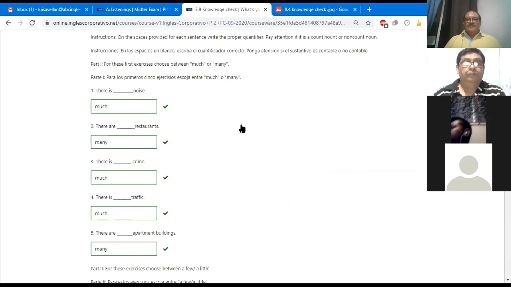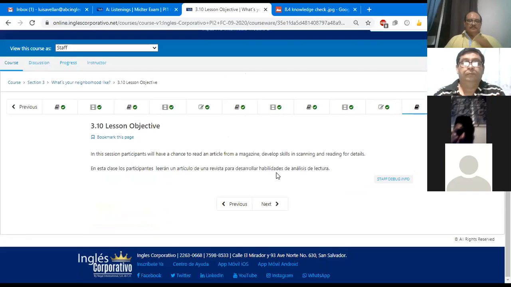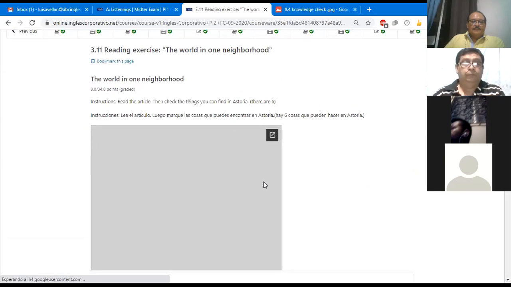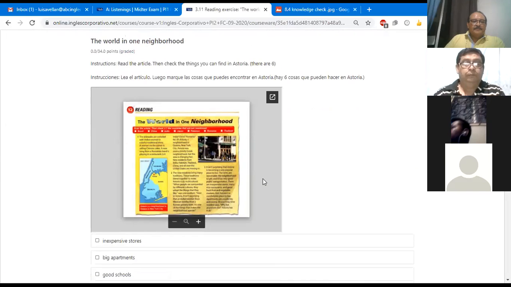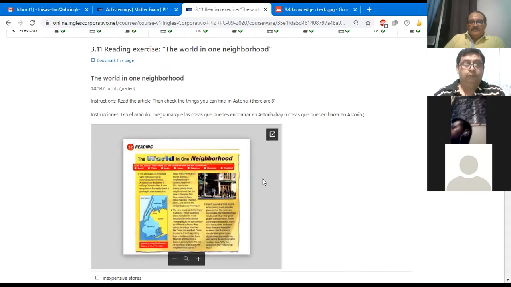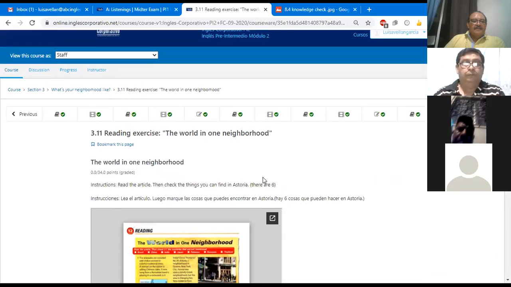Okay, now we're going to move from here, it's faster. So we have to read an article from a magazine and you have to develop scanning and reading skills. That one we're going to read on Monday, because first I want to show you this part.